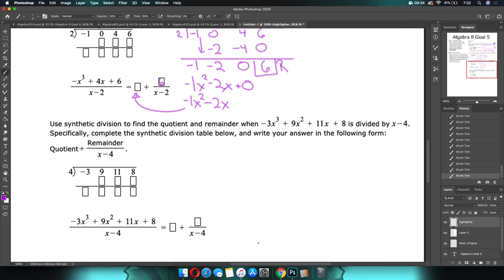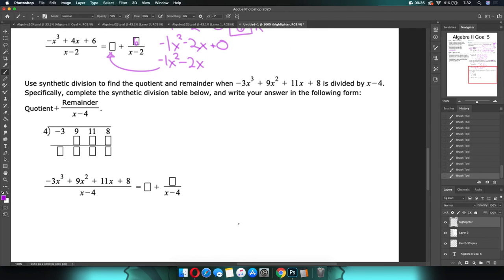Once more, I want to make sure we're absolutely comfortable with this. No zeros to be had here because every single exponent is covered. So let's see here, -4, so we're going to flip the sign. And what are our numbers? We have -3, 9, 11, and 8. You'll notice I'm actually not even looking at this. I'm pulling my numbers right from here because I want to get into the habit of that really early.